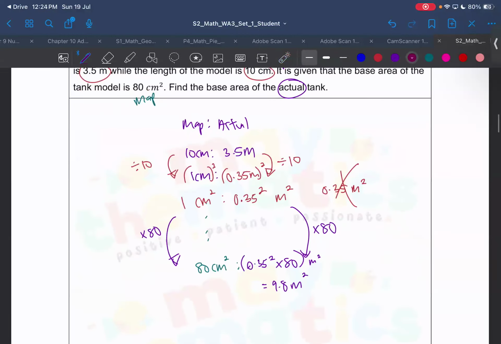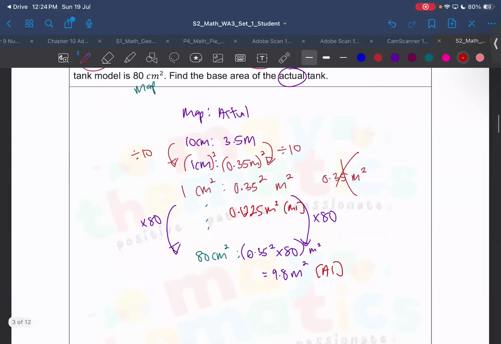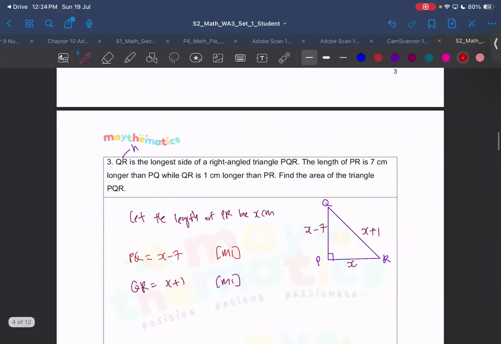Your 1 mark for the previous question is at the answer, 1 mark, and this part. When you find that 0.35 squared is 0.122, this is also 1 mark. Knowing where your marks come from helps you to prevent skipping steps.